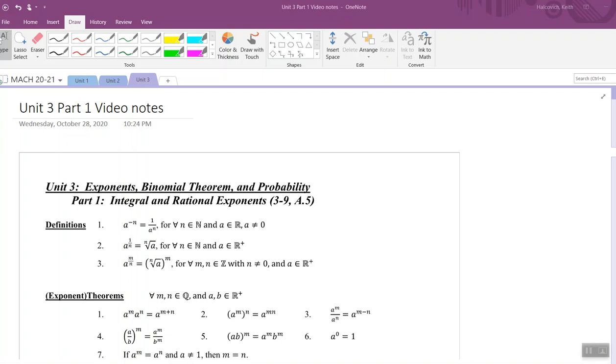Welcome to tonight's video on part 1 of Unit 3, and that's what we'll talk about, integral and rational exponents. So the first couple things here are definitions, talking about how when you raise it to a negative exponent, it's the reciprocal of the positive. And when you raise a base to 1 over n, it's the nth root. And when you raise it to a fractional exponent, remember a to the m over n, remember it's power over root.